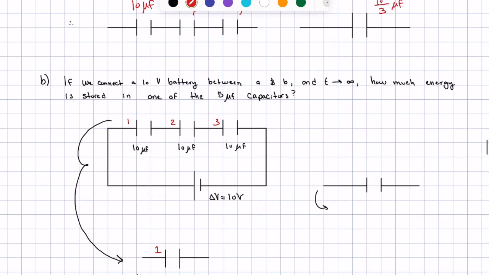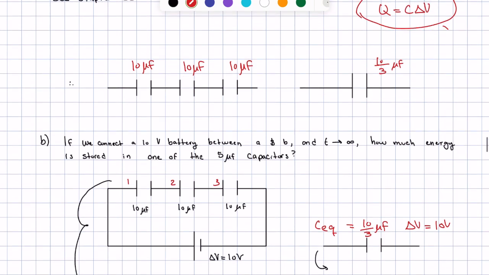What I mean by that is here, this is our equivalent capacitance, right? So like at the end, we got C equivalent was equal to 10 over 3 microfarads. And we know that delta V, the potential across it, is 10 volts. I know C, I know delta V. I apply this equation and I get Q is equal to 100 over 3 microcoulombs.